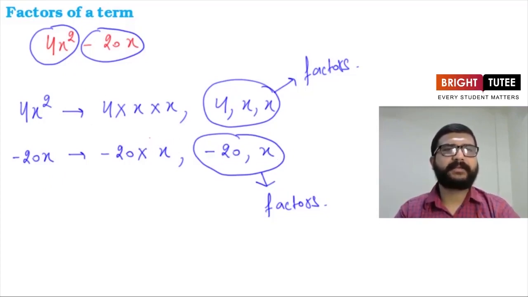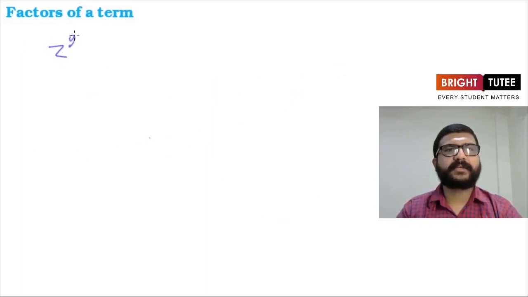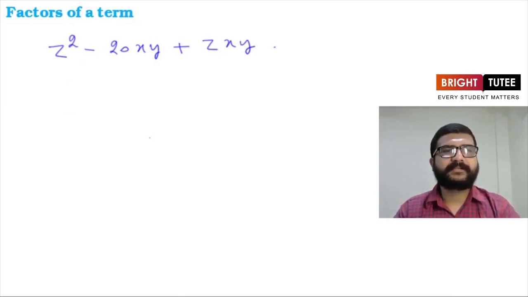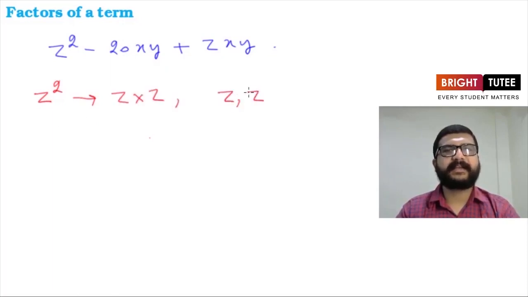Now let's take one more example. Suppose we have z square minus 20xy plus zxy. So here, what is the first term? The first term is z square. First we formed z square separately, and then we formed minus 20xy and then zxy, and then we simply added them to form an algebraic expression. So here the first term is z square. What are the factors of z square? It is formed by multiplying z into z. So the factors are z and z. These are the factors of this term.